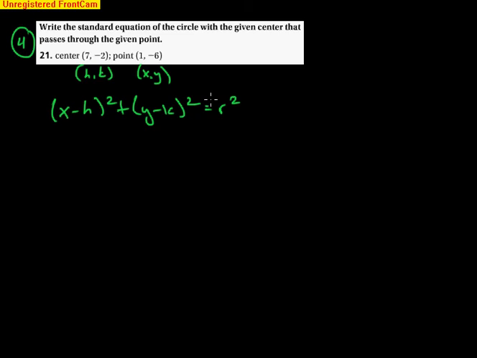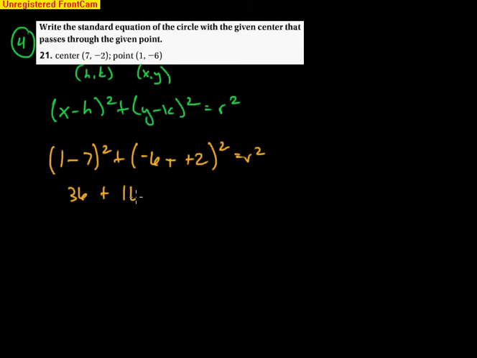Now, the final answer has to have h, k, and r replaced. Well, in this problem, we're given h and k, and we're given x and y. We're not given r. Well, let's find what r squared is by plugging it in. x is 1, minus h is 7. y is negative 6, minus k, which is negative 2. And this is going to help us find r squared. Now, this is negative 6 squared, which is 36. This minus here becomes plus, and this is negative 4 squared, which is 16. There's my r squared. 52 is my r squared.